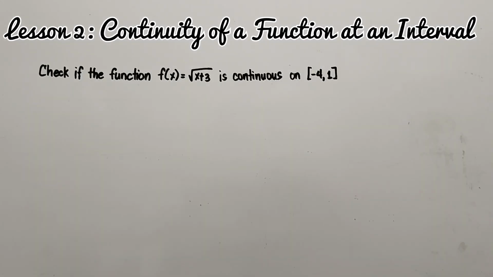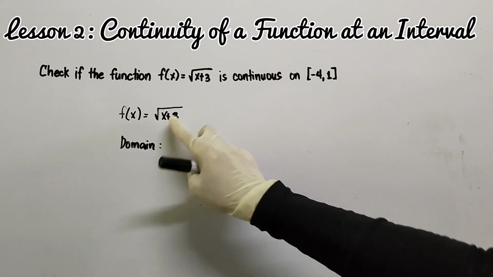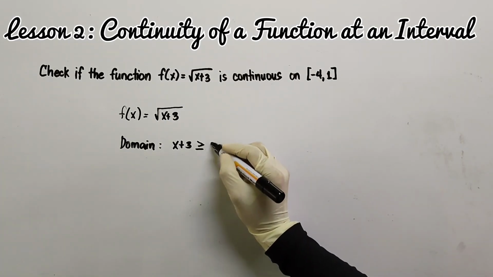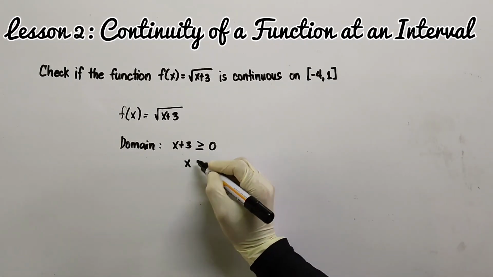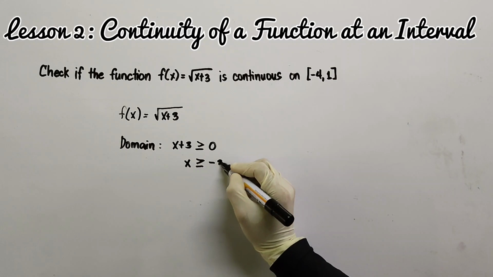Another example, check if the function f of x equals square root of x plus 3 is continuous on the closed interval -4, +1. In a radical function, the radicand must be greater than or equal to 0. In this function, our radicand is x plus 3, and the restriction for the radical function is that the radicand must be greater than or equal to 0. We will copy the radicand, and that is greater than or equal to 0. And by using the additive inverse, x here is greater than or equal to negative 3.